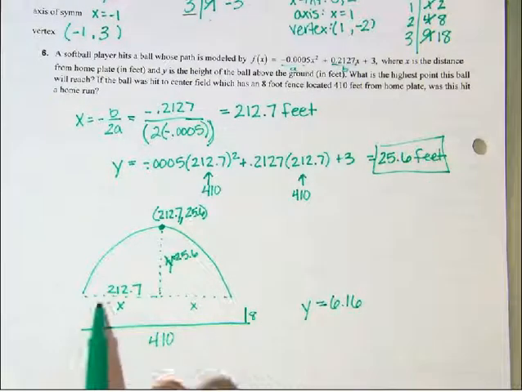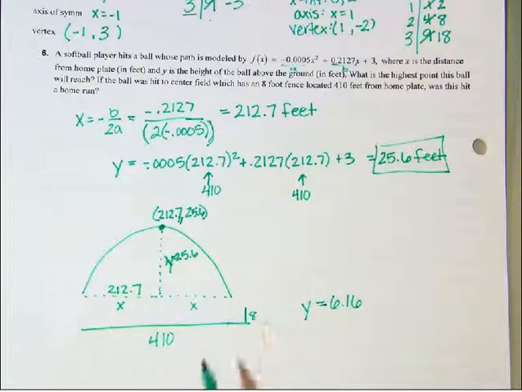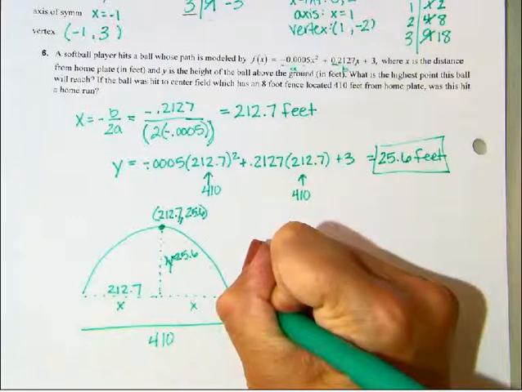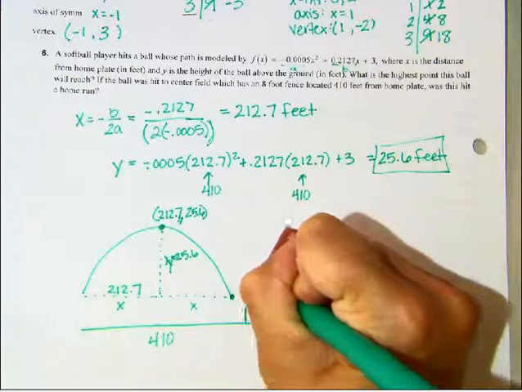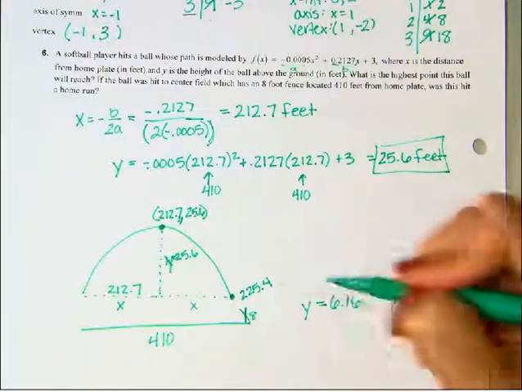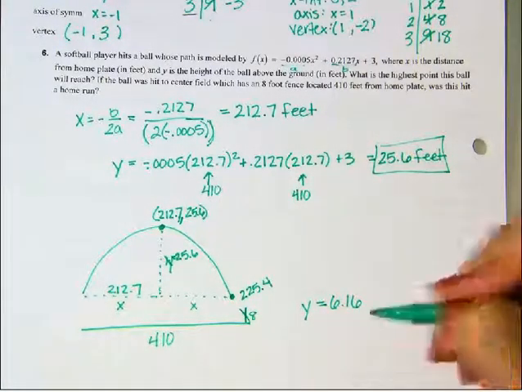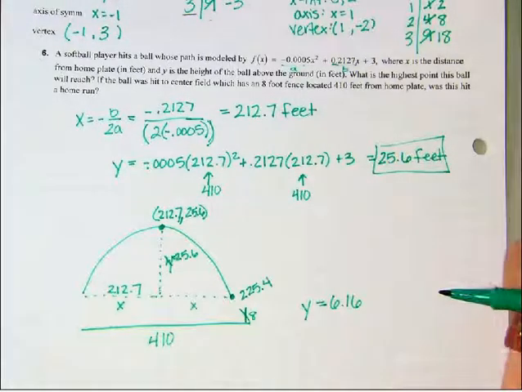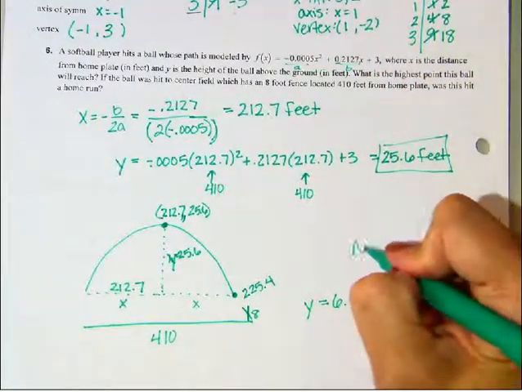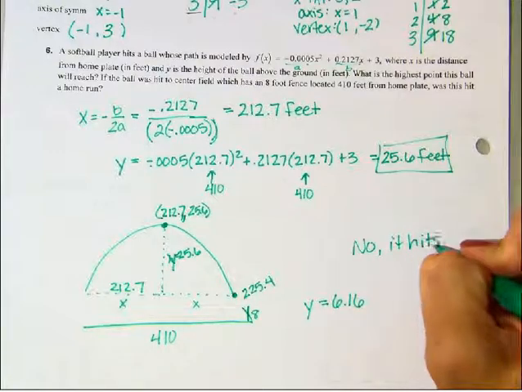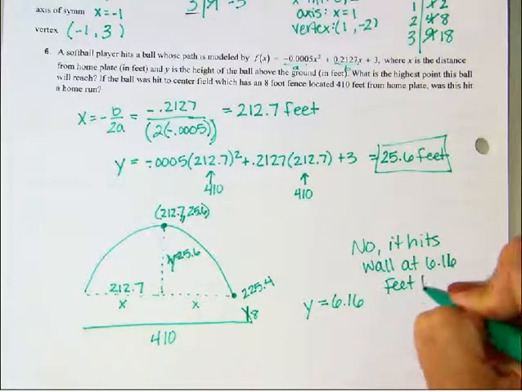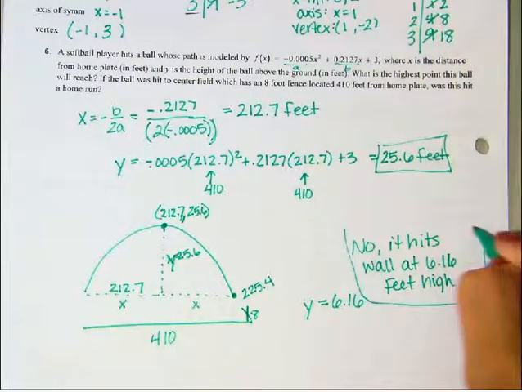So even though this ball from the start to the end, it's going to end up going, what, a total, till it hits the ground again, what, 425.4 feet? But the curve with it going down, it's not going to clear the fence. It really hits the fence at 6.16 feet and bounces back. It's not going to clear that fence. So when it says, was this a home run? The answer would be no. It hits the wall at 6.16 feet high. So it did not clear the fence.